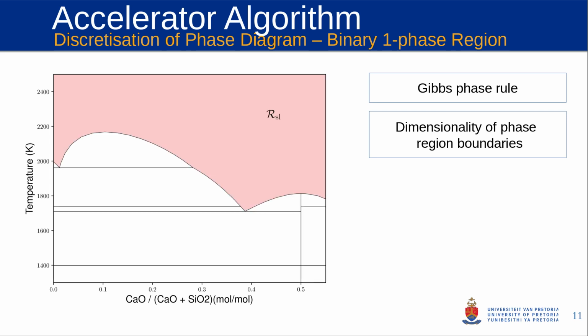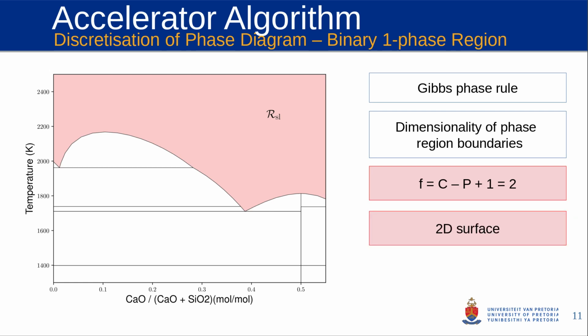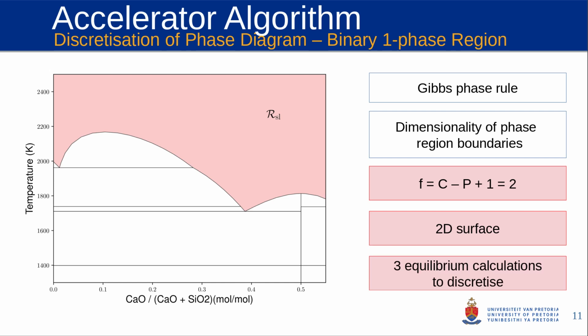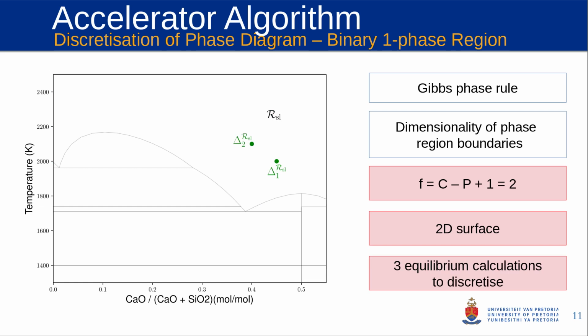If we look at the single phase region in this binary system as an example, the Gibbs phase rule tells us that the degrees of freedom is equal to 2, which means it's a 2D surface requiring 3 equilibrium calculations to discretize. So if we perform our 3 equilibrium calculations, we can combine them together and form an interpolation cell and store this to the accelerator's database for later recall.